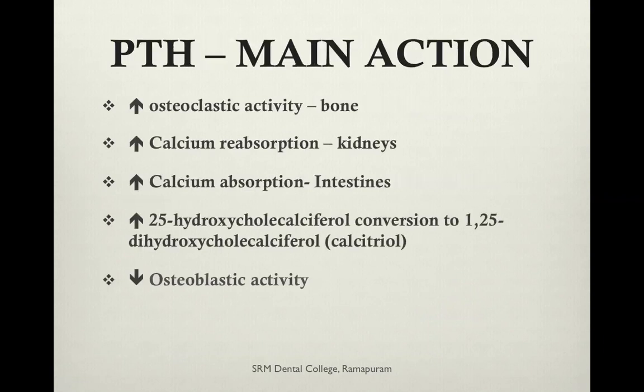So the main action of PTH is it increases the osteoclastic activity in the bone. It increases the calcium reabsorption in kidneys. It increases the calcium absorption in intestines. It increases the conversion of 25-hydroxycholecalciferol to the active form, 1,25-dihydroxycholecalciferol, otherwise called calcitriol, and it decreases osteoblastic activity. In other words, all the actions of parathyroid hormone focus on the increase of the blood calcium levels.